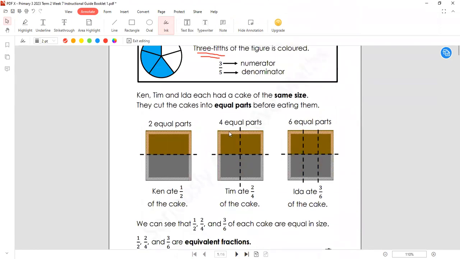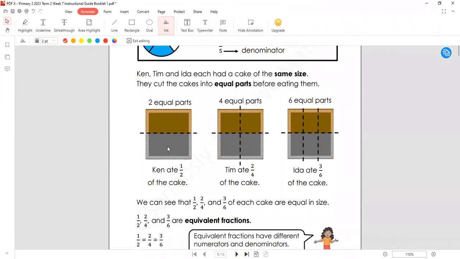Now, what they're learning today is the idea of equivalent fractions. If you look at the illustration here, this is 1 out of 2 parts, half. This is 4 out of 4. This is 2 out of 4 parts. And this is 3 out of 6 parts. Now, one thing they have in common is although the numerator and denominator are different, they are actually the same. They are equivalent fractions, right?